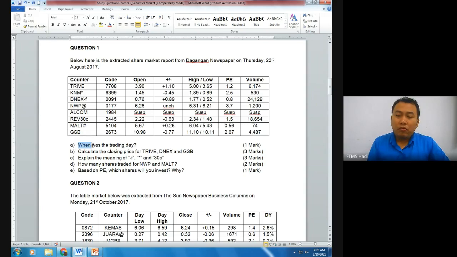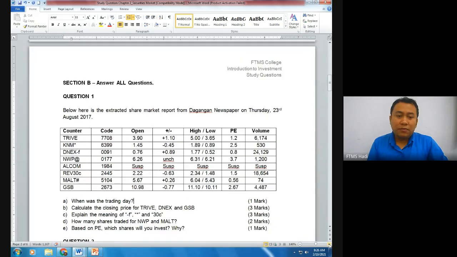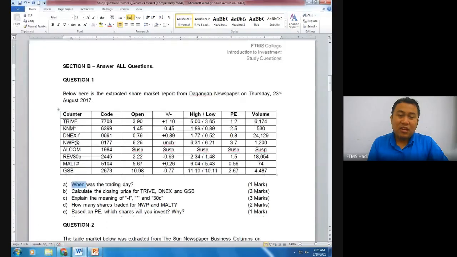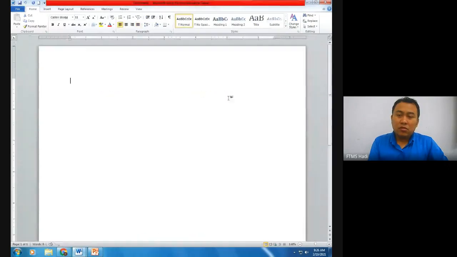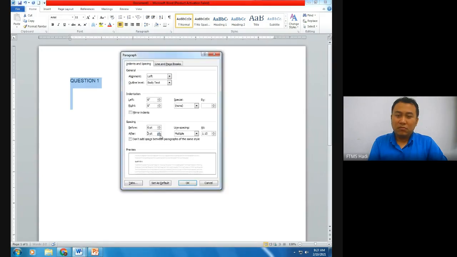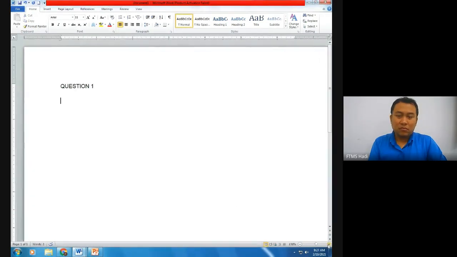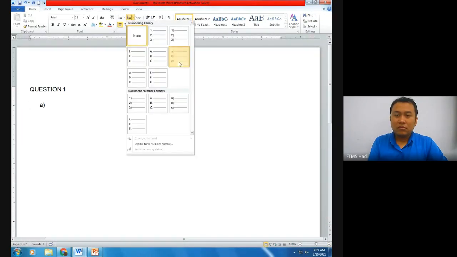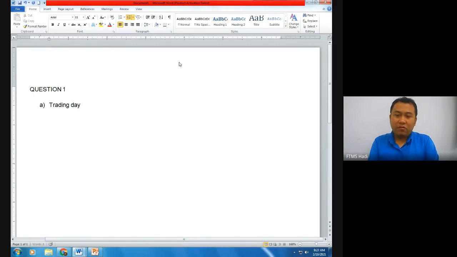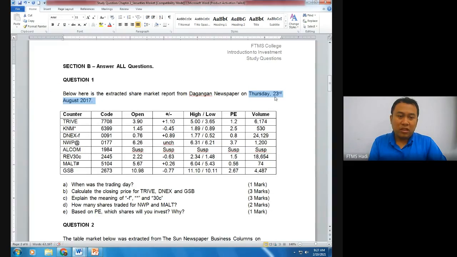So the first one, when was the trading day? Remember, if they say when, that means it is referring to day and date. This is the newspaper, so they are reporting on yesterday. The yesterday of Thursday was Wednesday, right? So question one, only one mark: trading day was Wednesday. Look at the date: today is 23rd, so yesterday was 22nd.